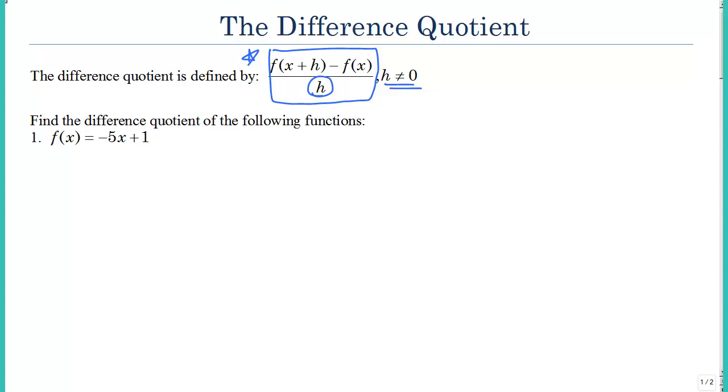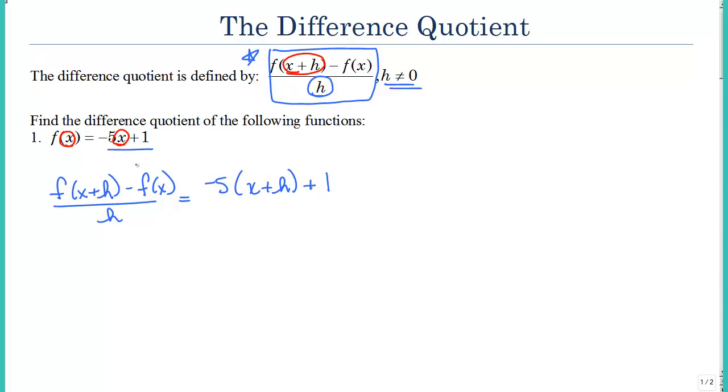How do you find f of x plus h? Keep in mind, you want to replace the x's with x plus h. So let's just start. f of x plus h minus f of x divided by h, in this case, is going to be negative 5 times x plus h plus 1. Then here comes the biggest part: minus, put your parenthesis, f of x. That minus sign is what really gets calculus students, because you will be doing this a lot in calculus. Just make sure you distribute that minus sign, divided by h.